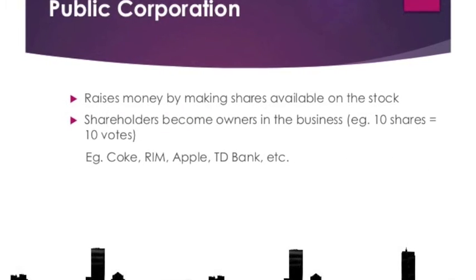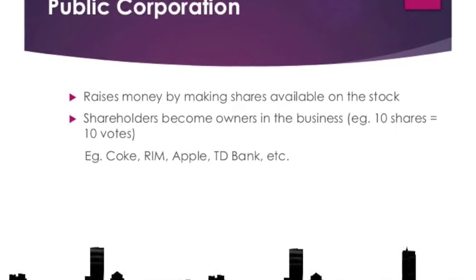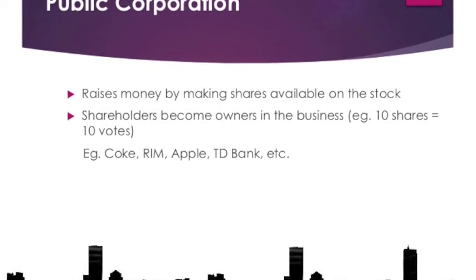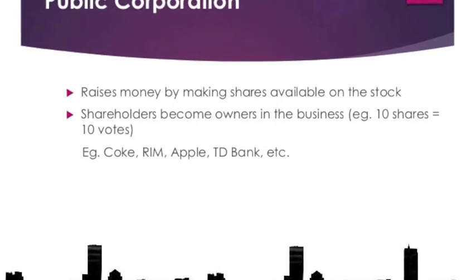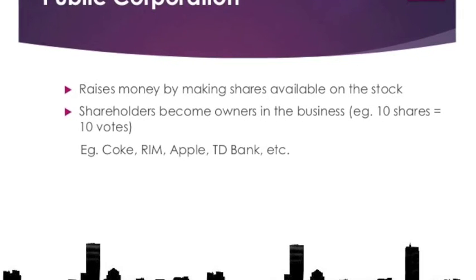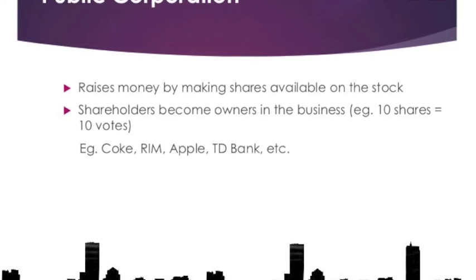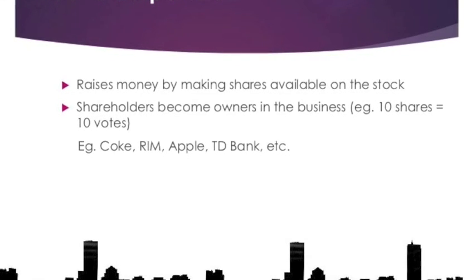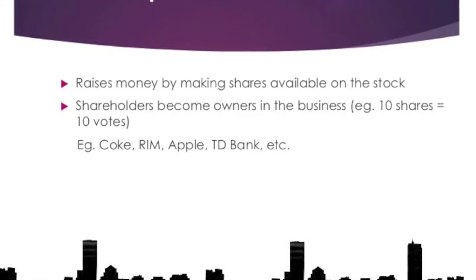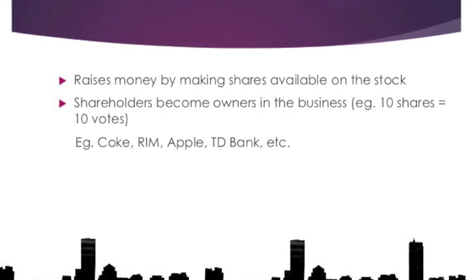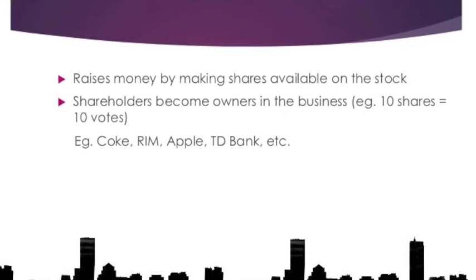A public corporation, on the other hand, raises money by making shares available on the stock exchange. Basically, what that means is they start to sell shares to anybody who is willing to invest in the business. Shareholders become owners in the business. 10 shares equals 10 votes on what's going to happen with the business. Major public corporations include Coke, RIM, Apple, TD Bank, and thousands and thousands more.